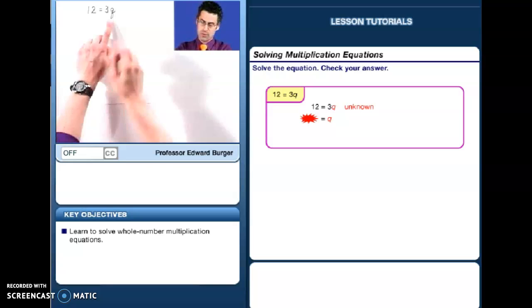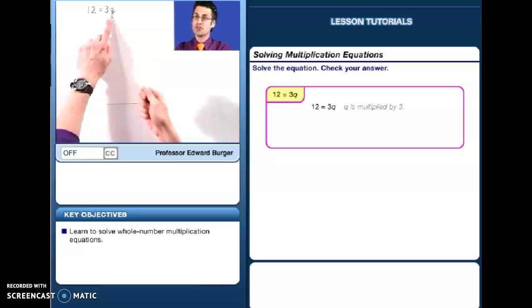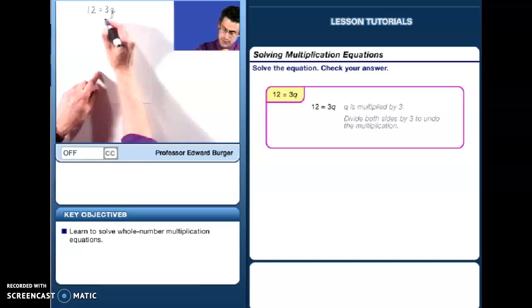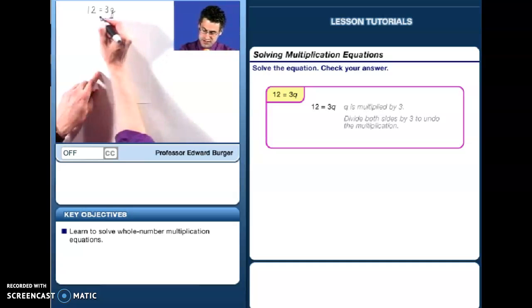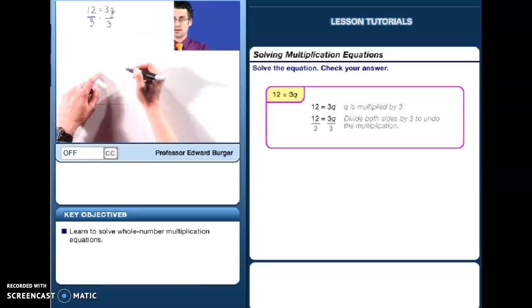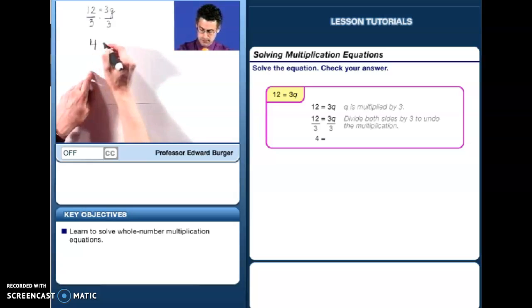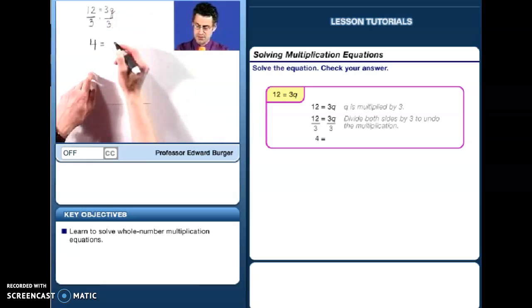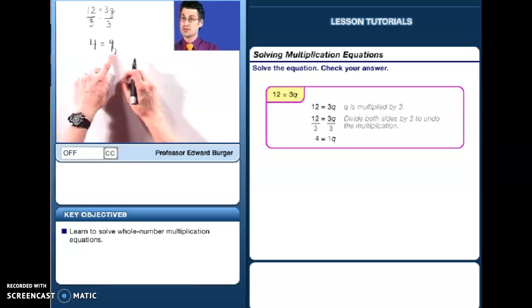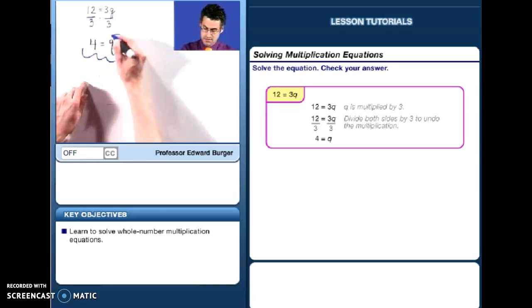How are you going to do that? Well, we have 3 times q. I want q alone, so I've got to undo the multiplication. How do you undo the multiplication? It's division. So I'm going to divide the right-hand side by 3, but to keep the balance equal, I've got to divide the left-hand side by 3. Well, now, 12 divided by 3 is 4, and 3 divided by 3 is 1, so I'm just left with the q, and so I see that 4 equals q. So q equaling 4 seems to be our answer.